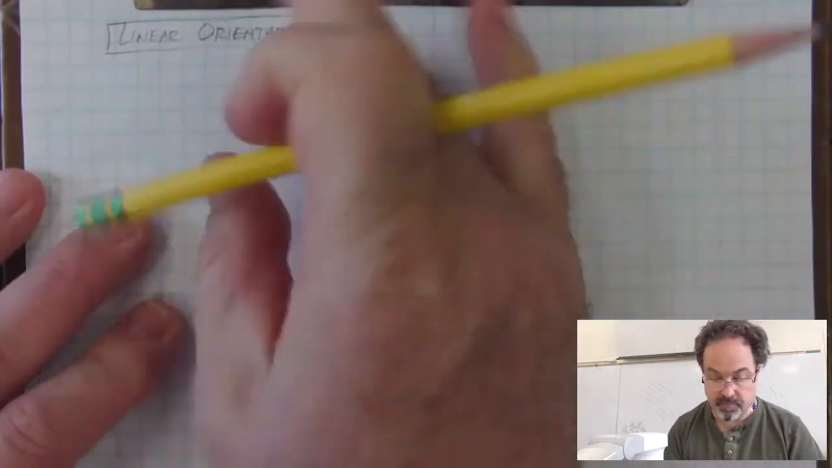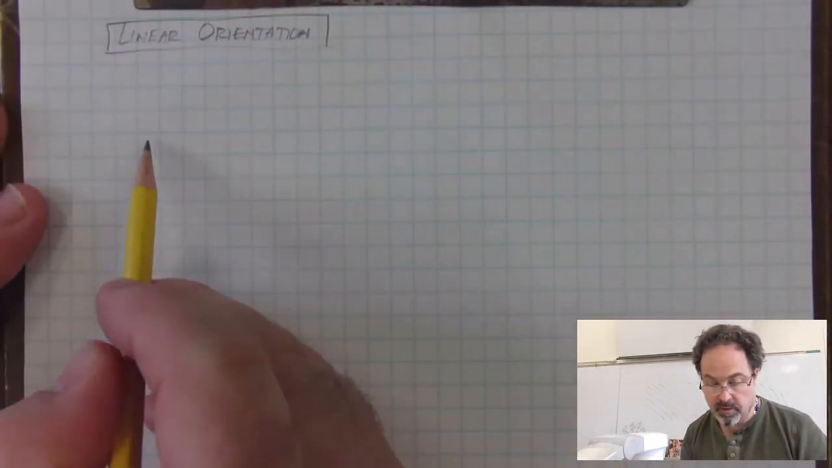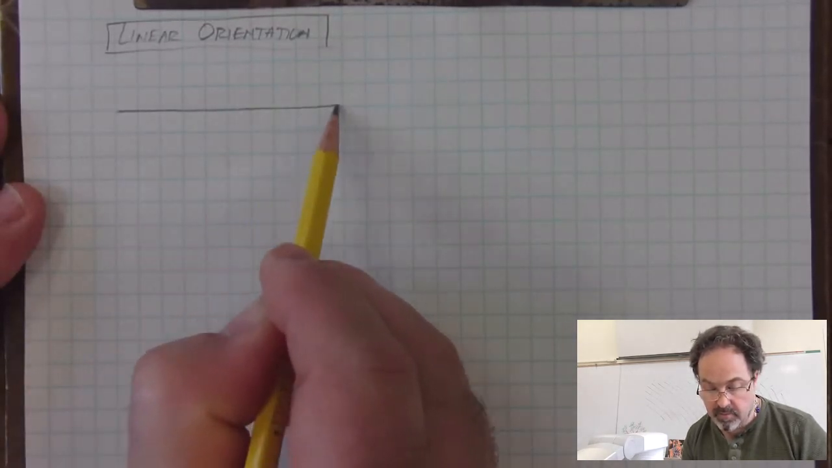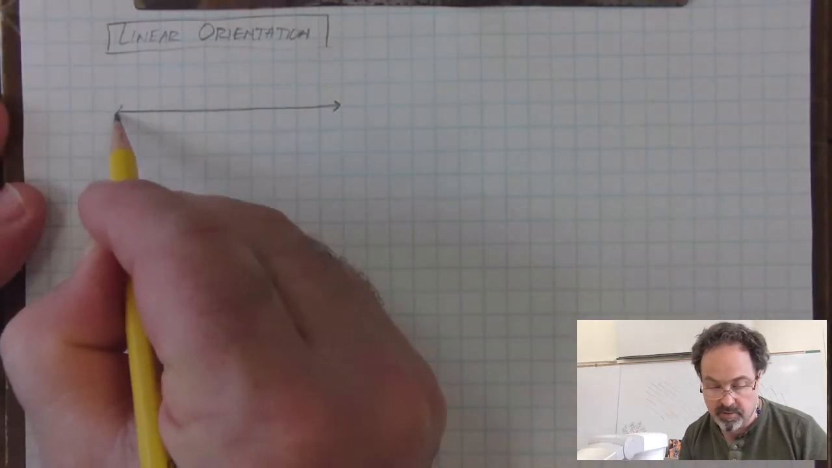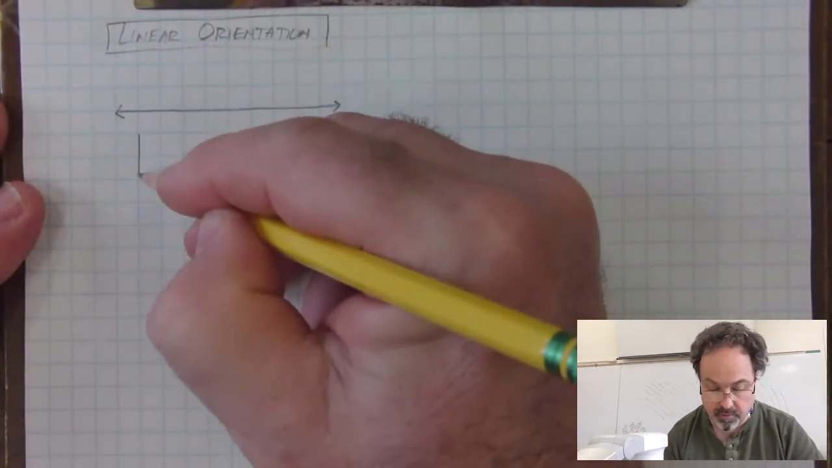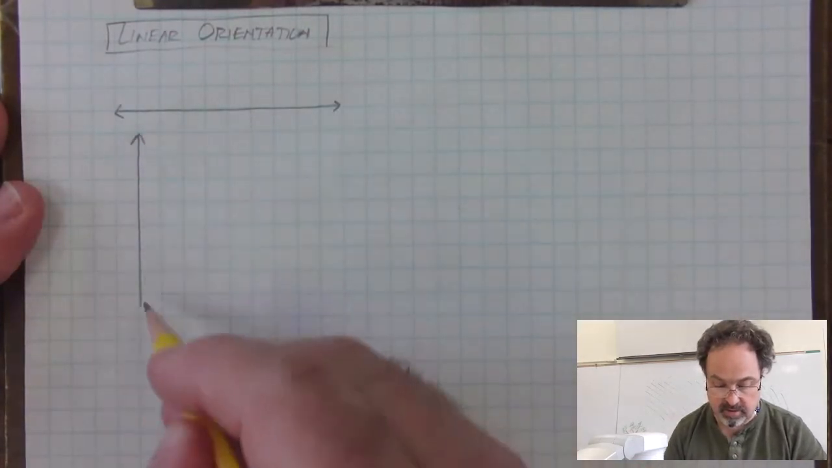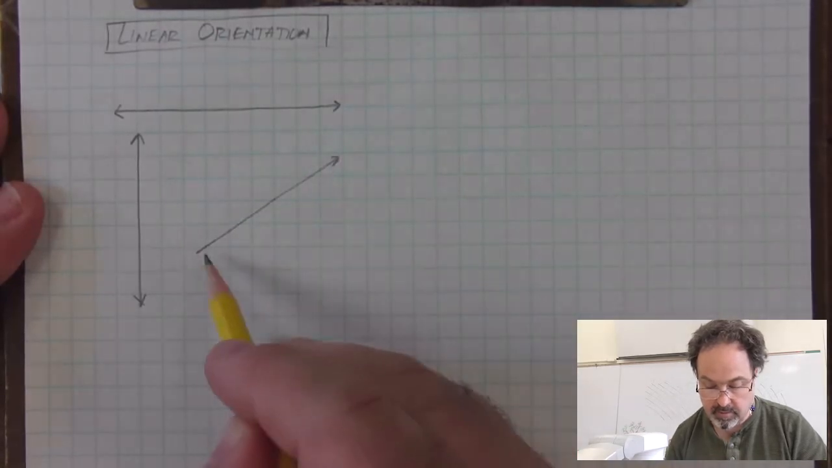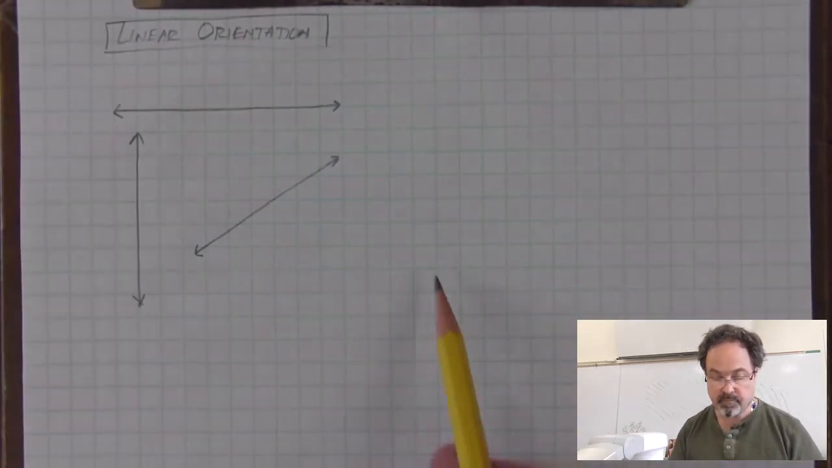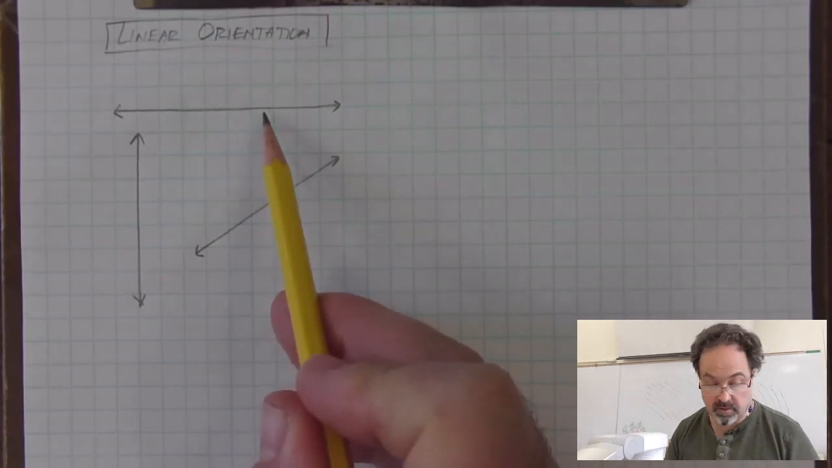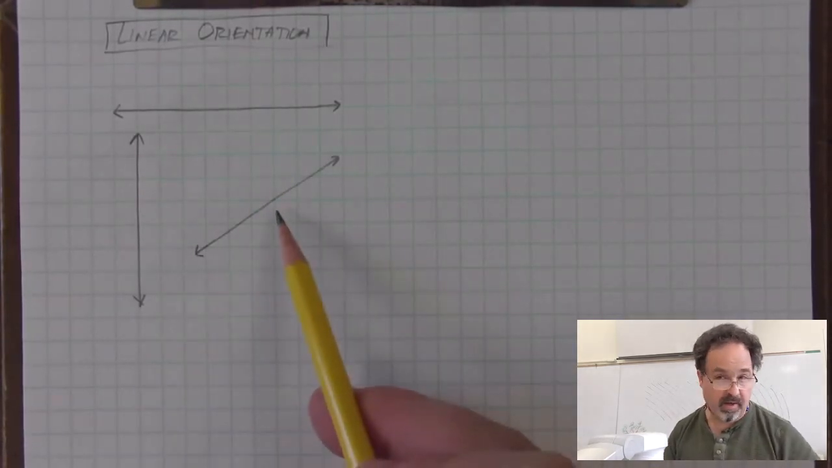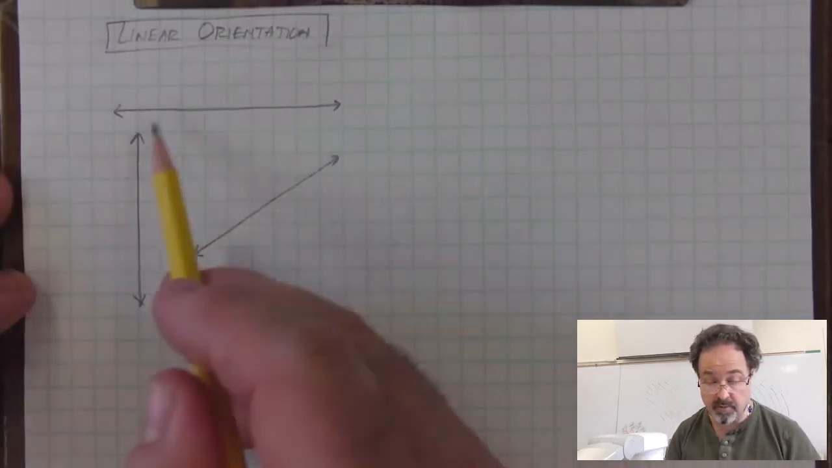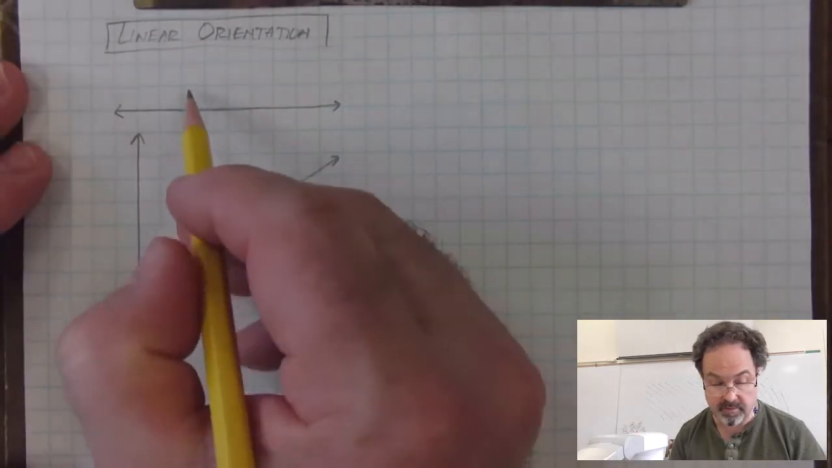The first thing to review is how a single line can be described in its orientation. I'm going to draw three ways that we can see a line in our world. We could say right and left, up and down, maybe at a slant, but we have specific words to describe these three positions that a line can take.